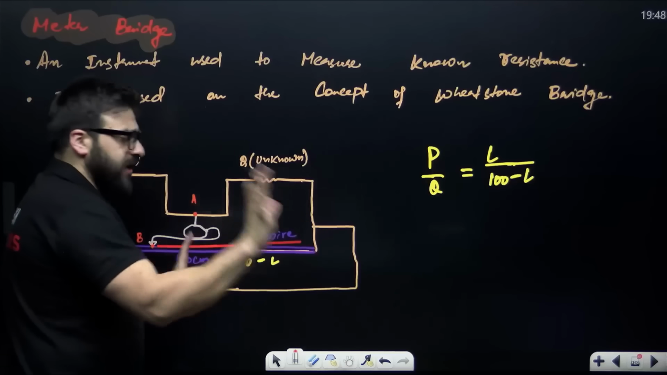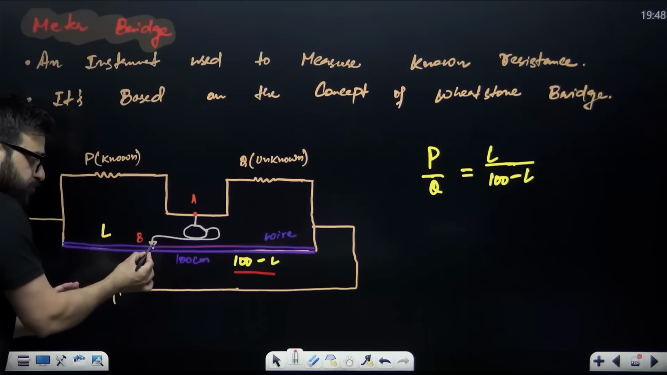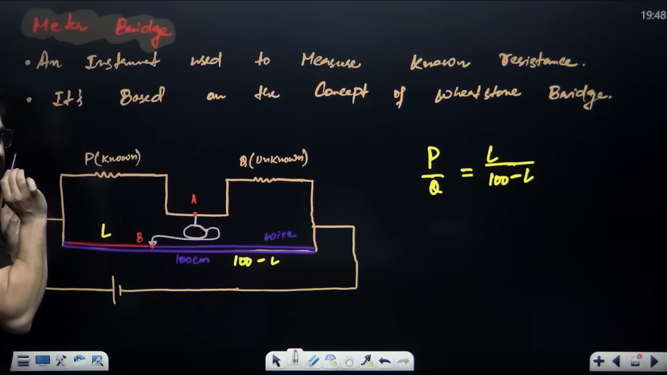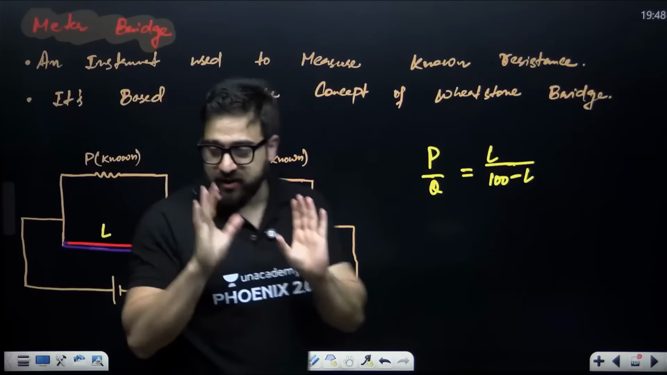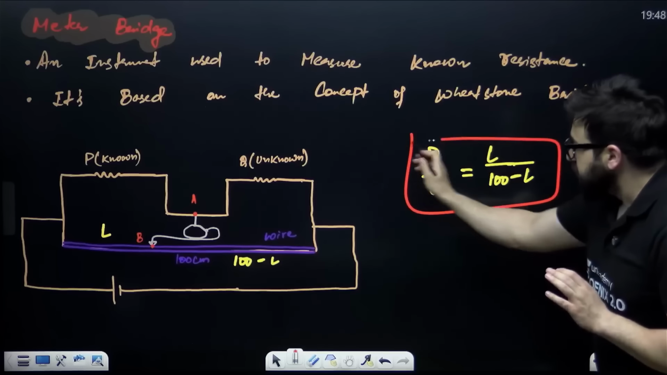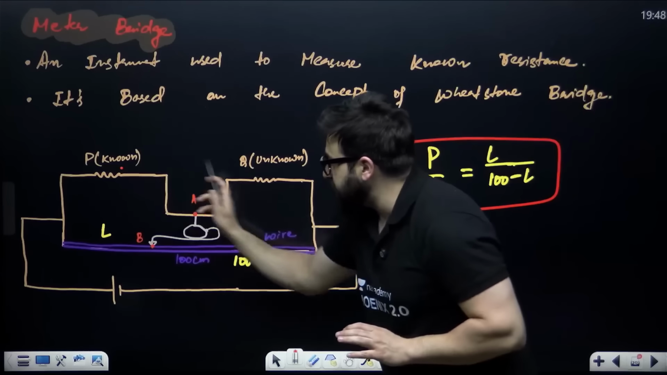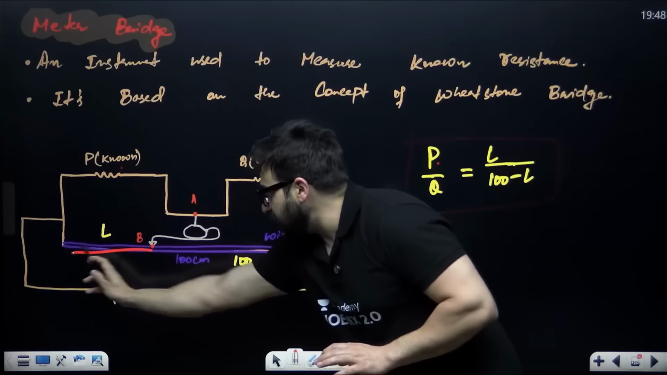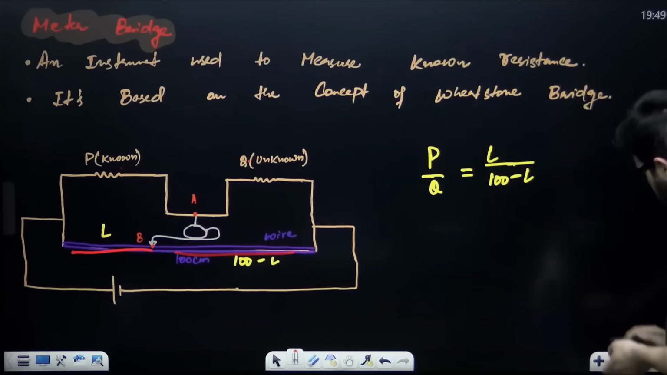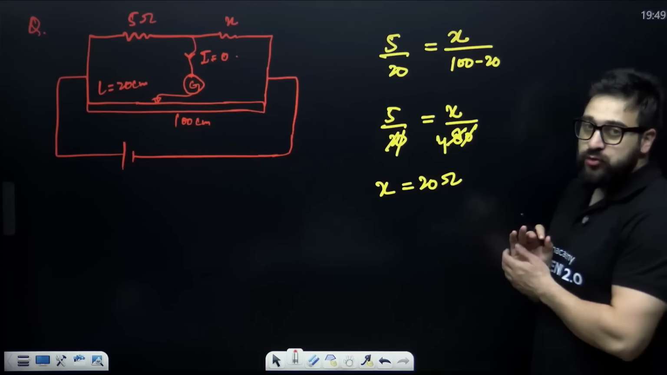Balance point is that length when no current flows through the galvanometer. When no current flows through the galvanometer, my dear NEET aspirants, in case of meter bridge, you will remember this equation: P divided by Q equals L upon 100 minus L. This is the equation of the meter bridge.